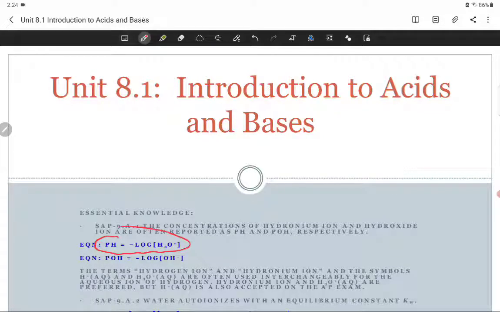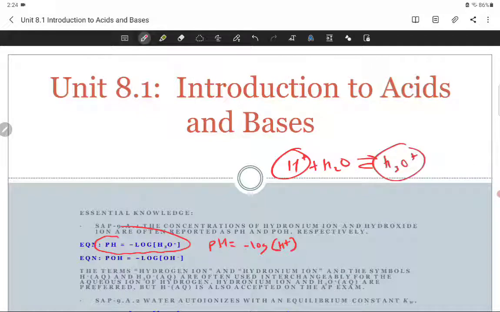pH equals negative log of hydronium. And also lots of individuals write it this way also. Hydronium is technically H3O positive, but lots of people shorten it to H positive. How can you do that? Well, if you take an H positive and add H2O, you get H3O positive. So lots of people consider this and this the same as hydronium. Technically, that's hydronium.